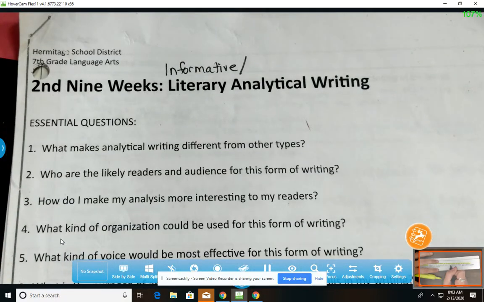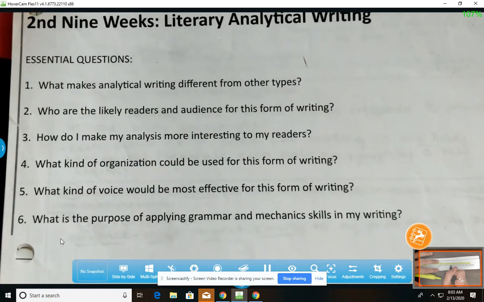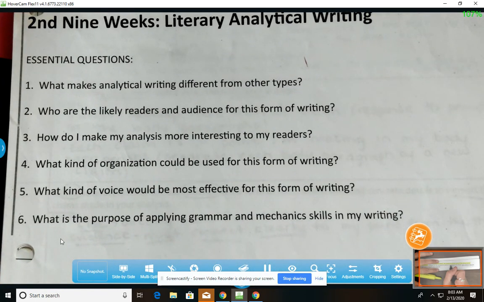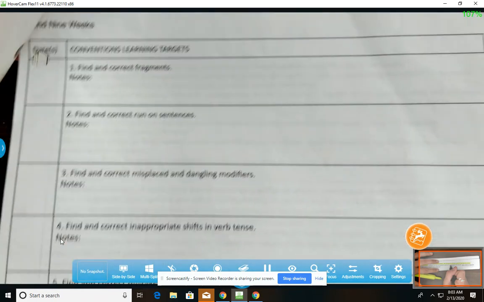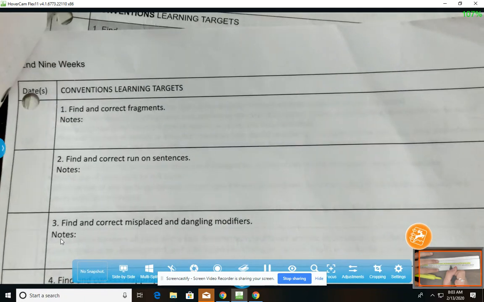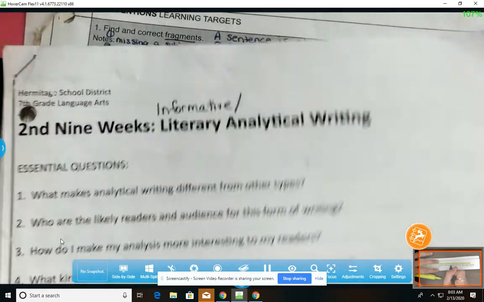Hello, today we're in the informative literary analytical writing packet. We're going to look at essential question number 6. What's the purpose of applying grammar mechanics skills in my writing? We are going to look in the convention section today at finding and correcting fragments and finding and correcting run-on sentences. Please date them today's date.